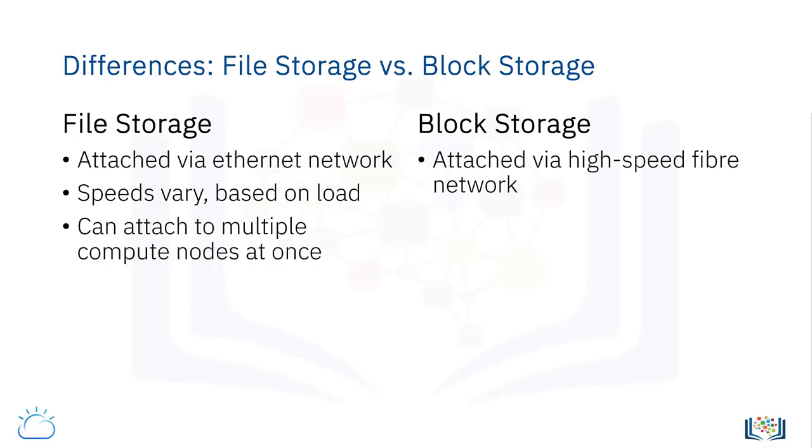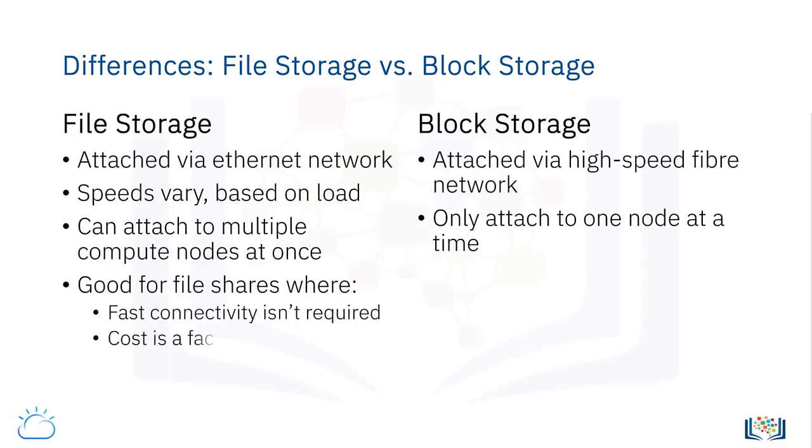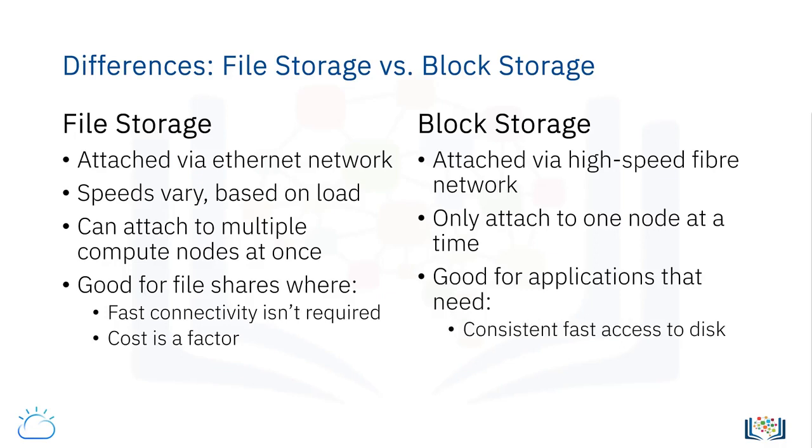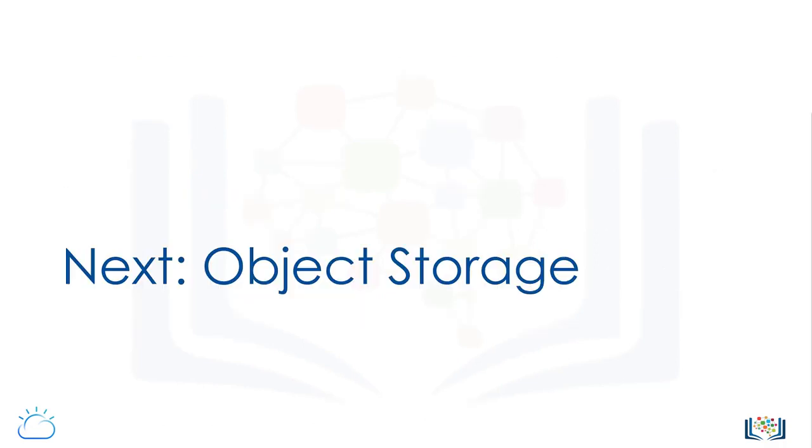File storage can be attached to multiple compute nodes at once. Block storage can only be attached to one node at a time. File storage is a good choice where file shares are required, where workloads do not require lightning-fast connectivity to storage, or where cost is a factor. Block storage is a good choice when supporting an application that needs consistent fast access to disk, such as databases. Remember to consider the IOPS requirements of the application when provisioning either file or block storage. In the next video, we'll start to look at object storage.